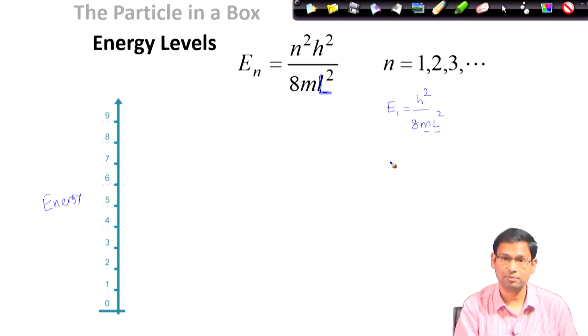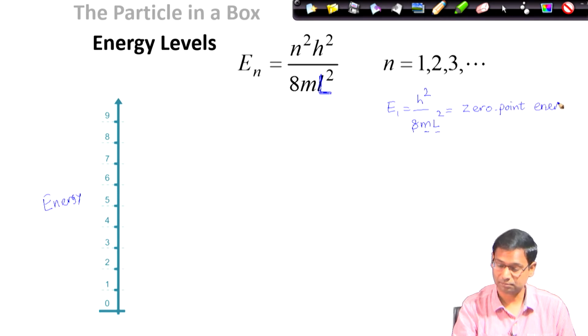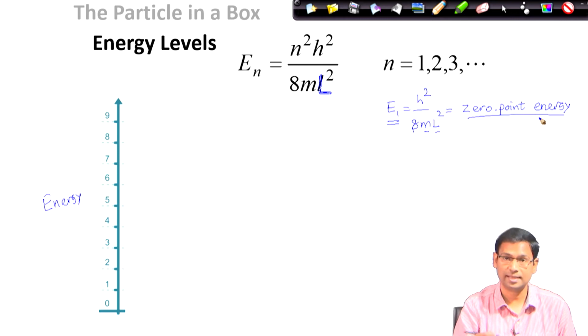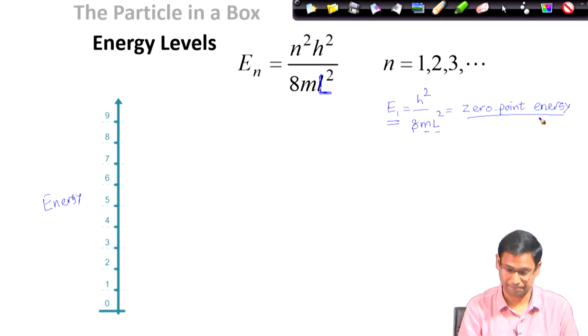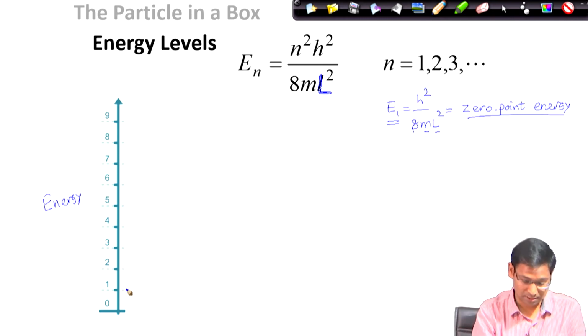So, if you see, for a given problem, when I know what is the mass of the particle and what is the dimension of the box, this entire quantity is a constant, and this value is called zero point energy. So, this is the minimum energy that the particle in a box can have. This energy E 1, that is called zero point energy, is the lowest energy that is allowed. So, in this case, I call this n equals 1, this is my E 1.